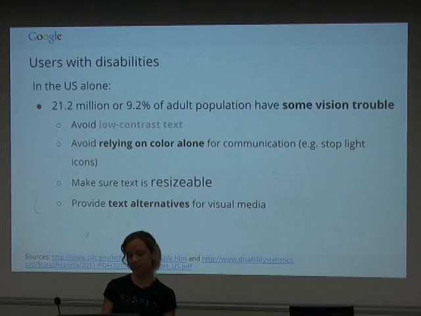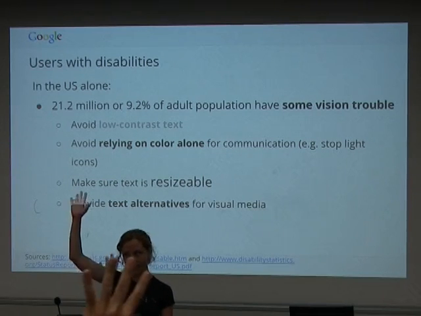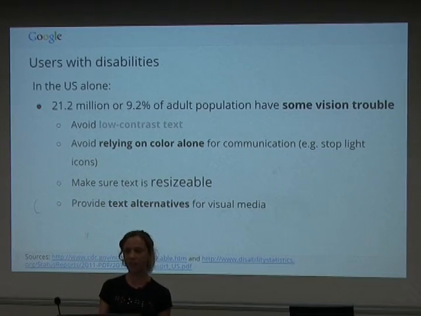Unfortunately, these stats are for the US because they just have the best statistics, or at least the most easy to find statistics. But in the US alone, 21.2 million, or just about the population of Australia, 9.2% of the adult population of the US have some vision trouble. The way that we can accommodate these users is to do things like avoiding low contrast text. And who has been annoyed at a website that has gray on white text? Right, so that is going to improve the experience for absolutely everybody, seriously.